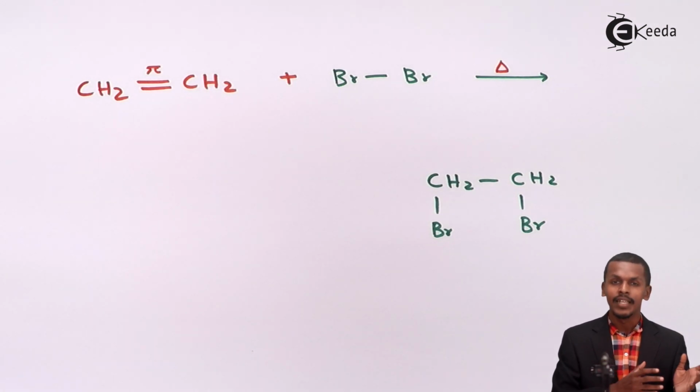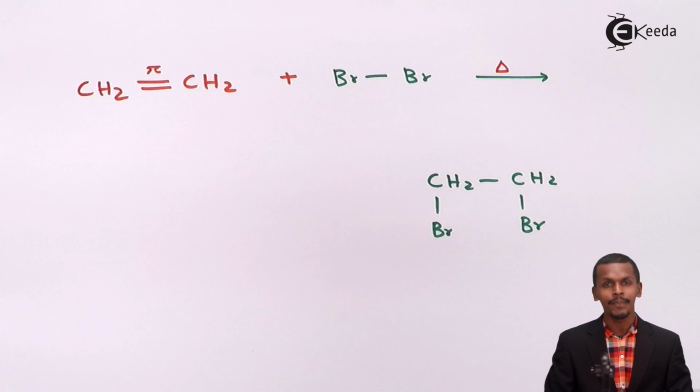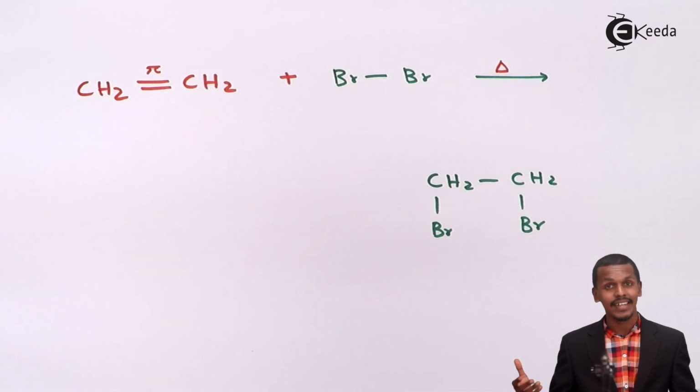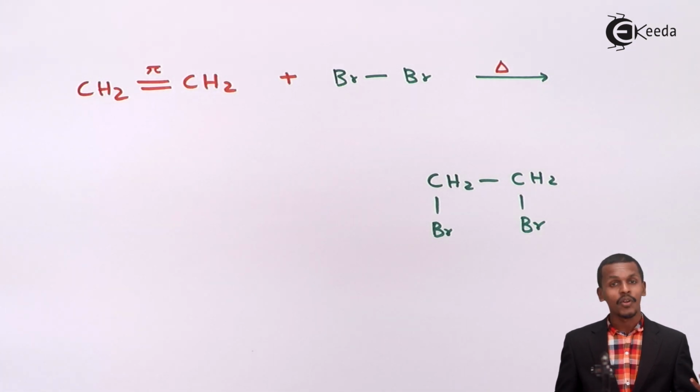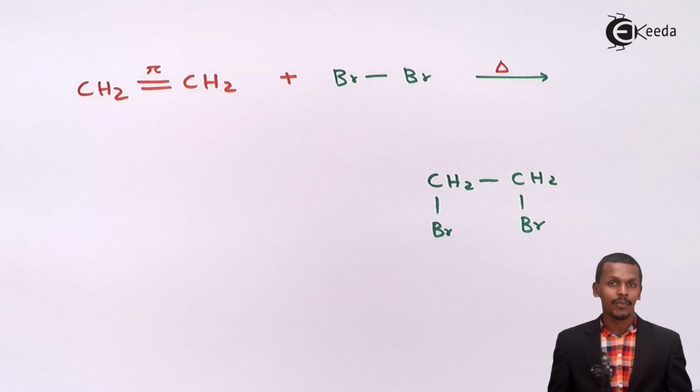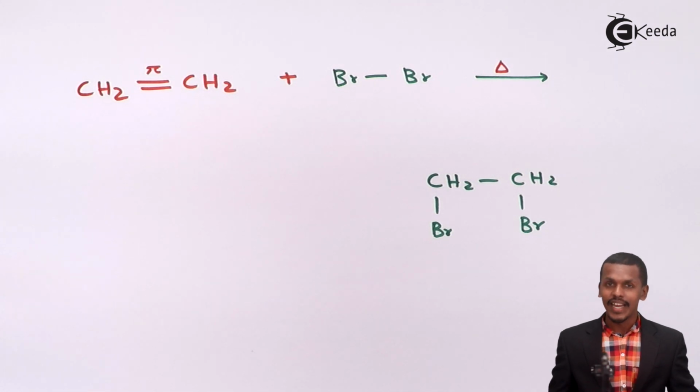But in the substitution reaction that we did earlier, the number of products was equal to the number of reactants used. In an elimination reaction that is not necessarily so, and we could see that the number of products is less compared to the number of reactants. So this is what addition reaction means.